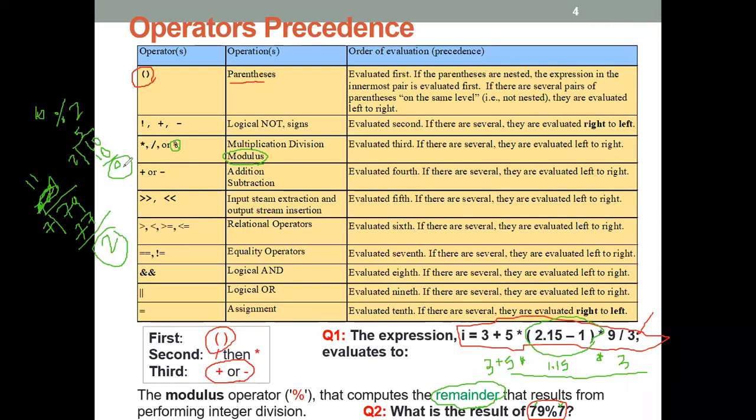If there is 0 left, the answer is 0. You don't have to worry about this. You cannot take the quotient. You have to take the remainder. That's why modulus is here. You have to take the remainder. The answer is 0.